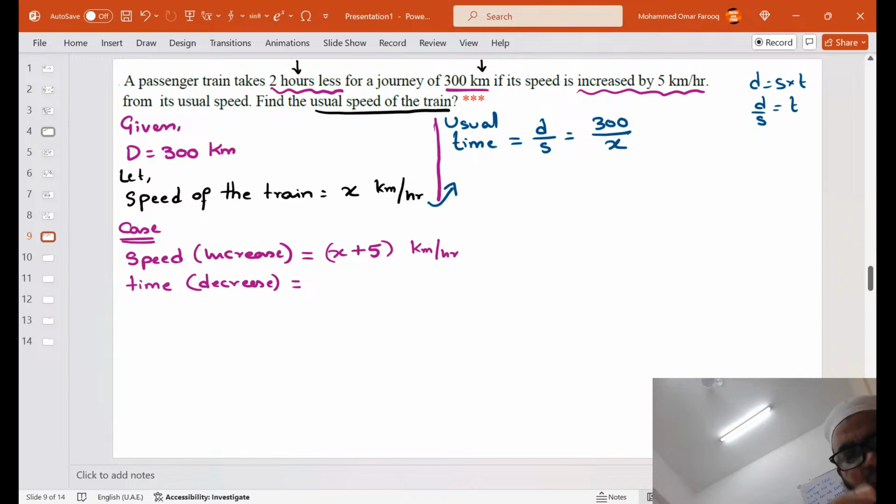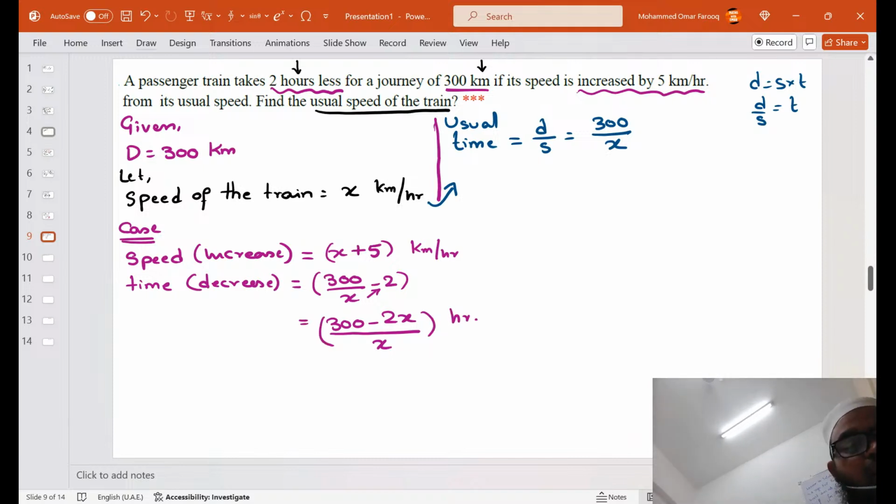But now in this case, what happened to time? Time has decreased by 2 hours. So that means it is 300 by x minus 2. Got it? So that is equal to, if I take LCM, it will be 300 minus 2x divided by x hours.